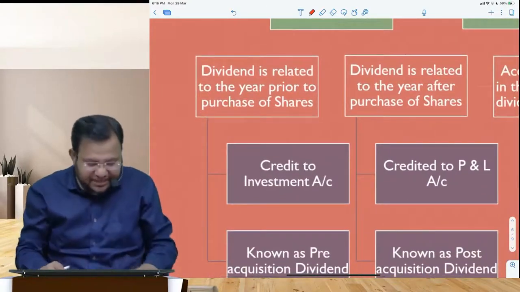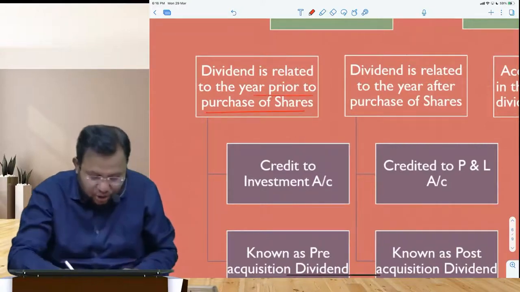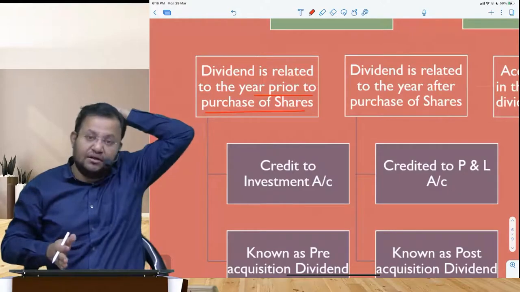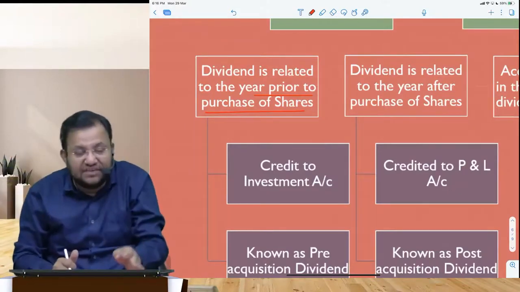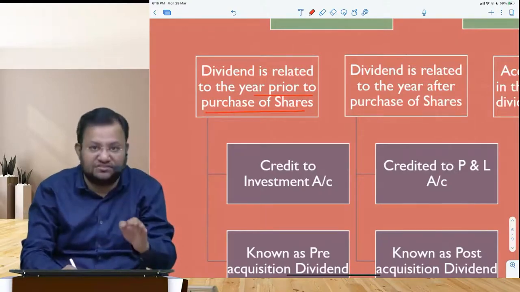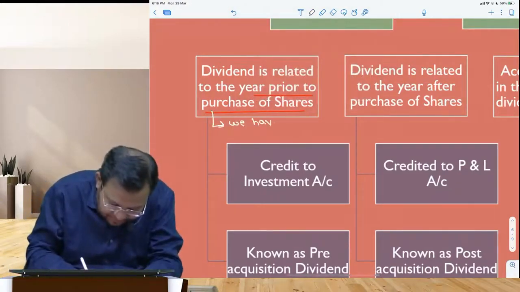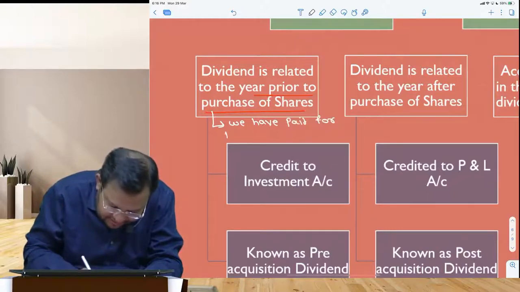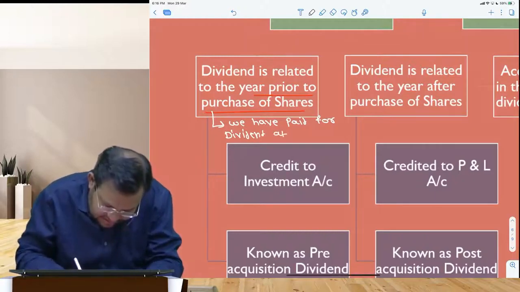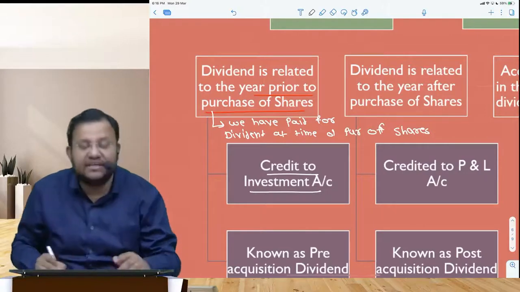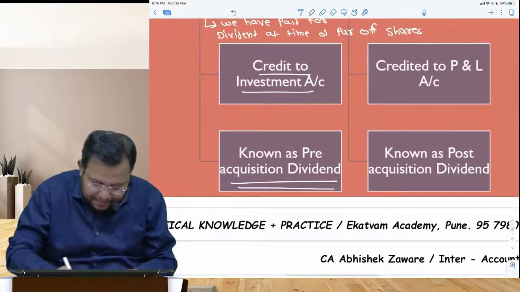So if the dividend is related to a year prior to the purchase of shares, you have to identify which year the dividend relates to. I received dividend in the current year, but it is for the previous year, and I purchased the shares in the current year. So if the dividend is for a year prior to the purchase of shares, we assume that while purchasing shares, we have paid for the dividend. So we have paid for the dividend at the time of purchase of shares. Hence, we credit the dividend to the investment account. It is called pre-acquisition dividend.